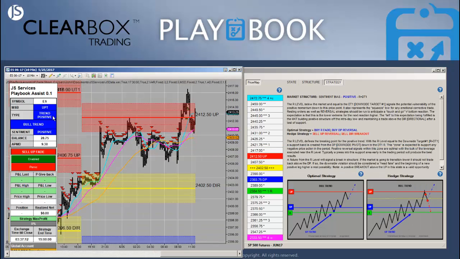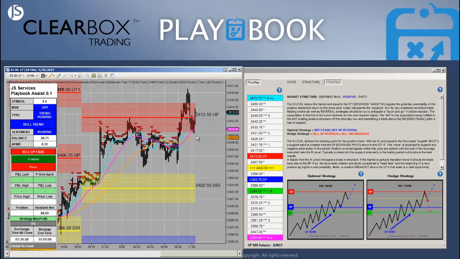So here we have what we call our Playbook Assistant, and here it tells us we're trading the ES, and it also gives us a little insight of what the market structure bias is. We're in an uptrend, that's positive. This market's in a bull trend. Sentiment is positive because we're above the R level. The R level is at 2384.50, and this is just telling us that the market is 28.5 handles away from the R level, and the average price map distance is almost 9.5 points. This strategy is a sell UP fade. It's enabled, and we have some other metrics that will come into play if we get filled.